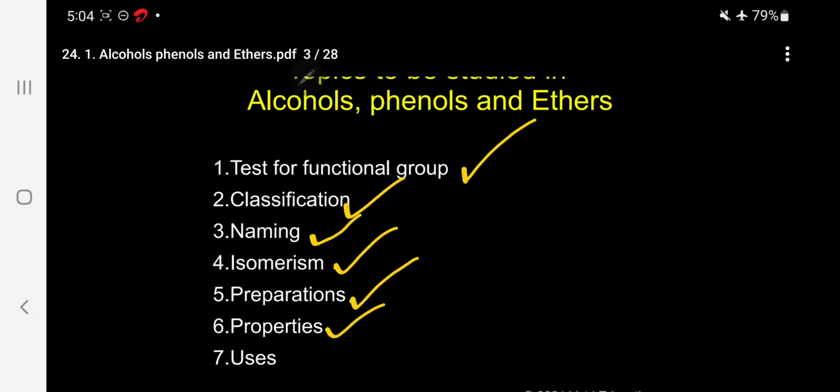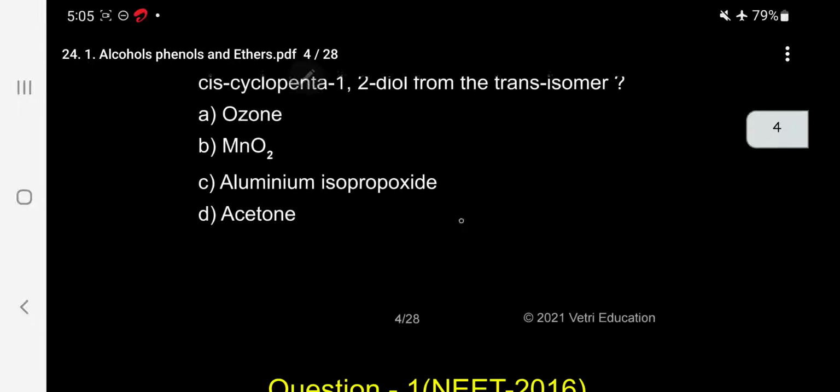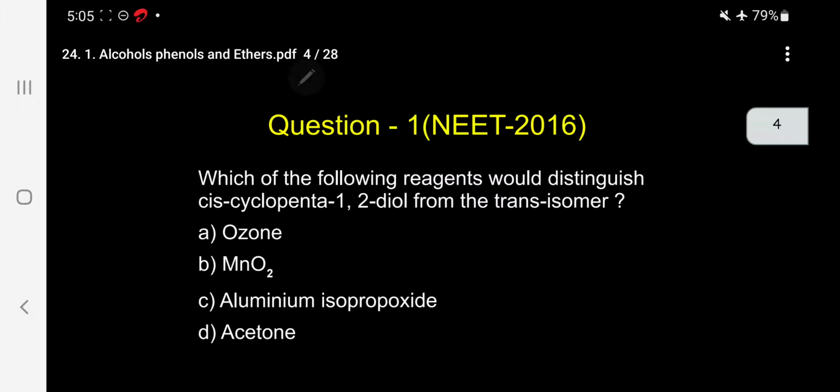Under the properties, the important properties we have to study. Then uses of the first few lower members in the homologous series. Say for alcohol, methyl alcohol, ethyl alcohol, like that. So phenol, corresponding ether means dimethyl ether, diethyl ether. So coming for aromatic, the anisole. Like that, we have to study. Kindly follow. Now, let me go for question number one.